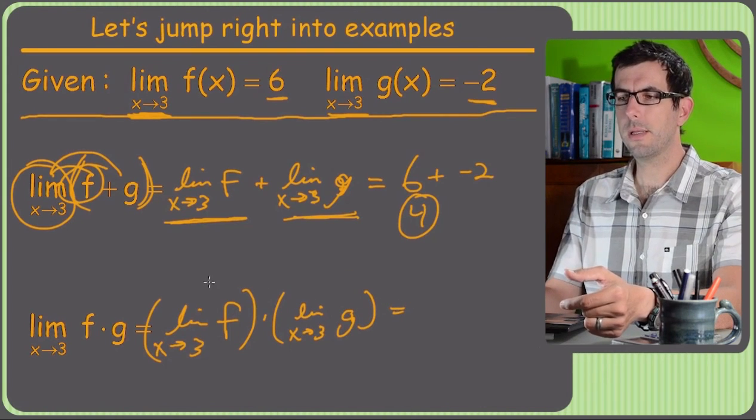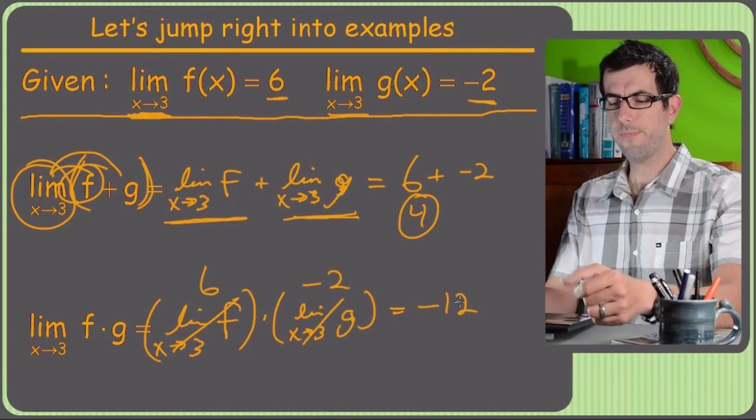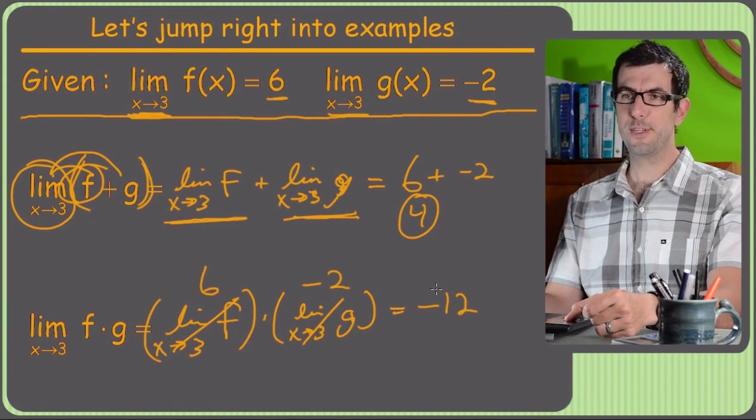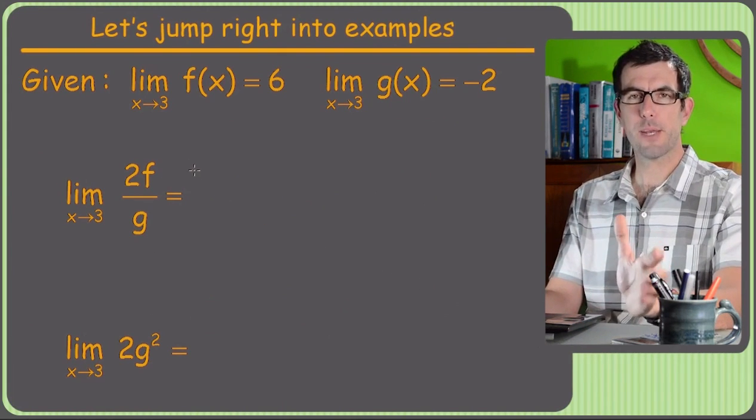So that's just going to be, let's see, this one is 6, this one is negative 2, so that's going to be negative 12. Would you bet that there's a rule for division as well and multiplication and stuff? Well, sure enough. I'm not going to write out all the limits this time.